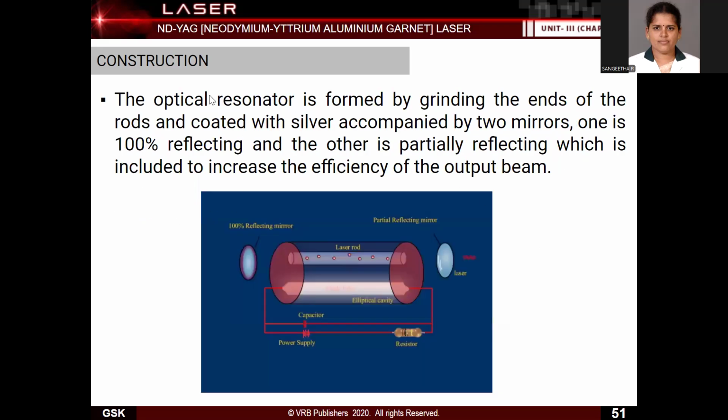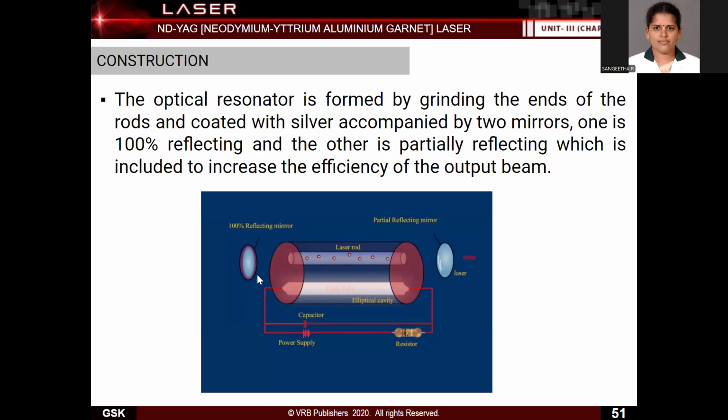And then the optical resonator. We are placing an optical resonator. One side of the optical resonator is coated with a 100% reflecting mirror, and the other side is coated with a 50% reflecting mirror. It is partially reflecting. The purpose of this is, we know that the photon produced by stimulated emission will travel only back and forth. It will not move up and down. So we are placing the resonator on the two ends of the rod, not on the top and bottom.